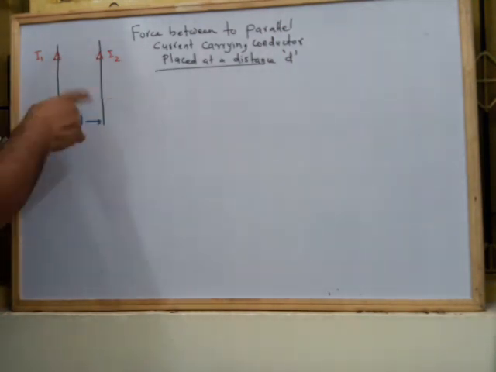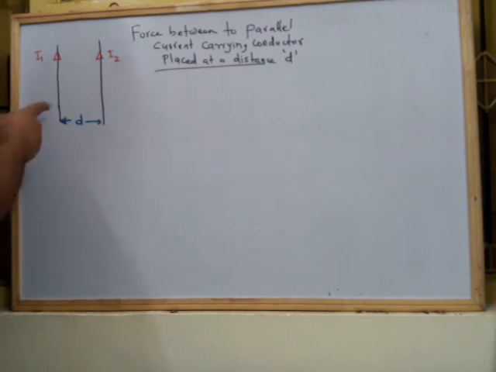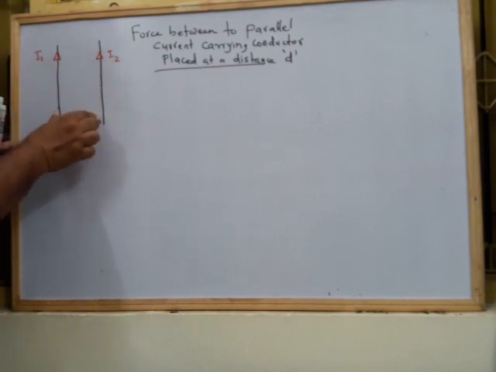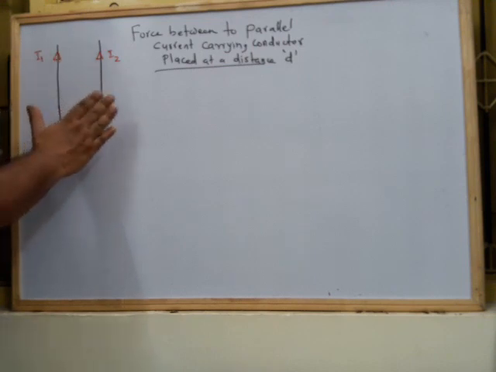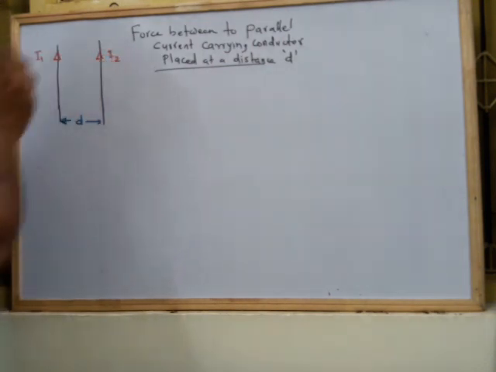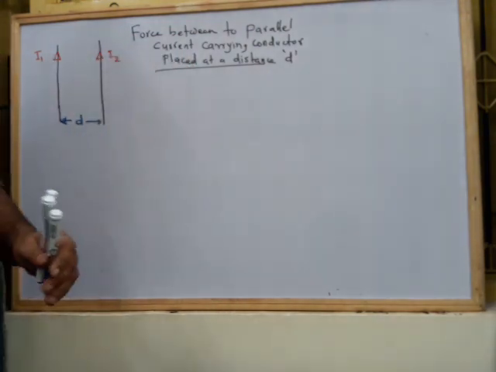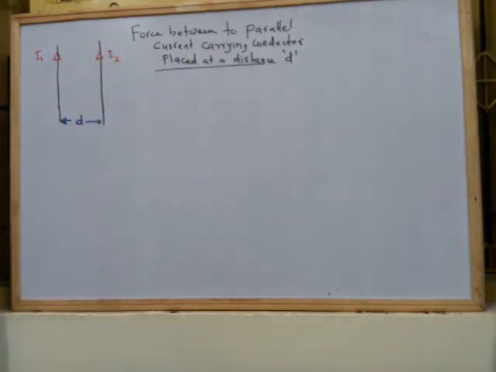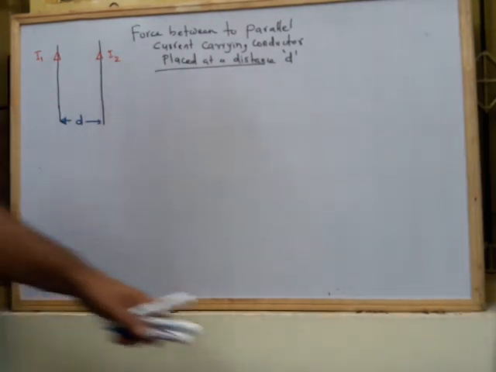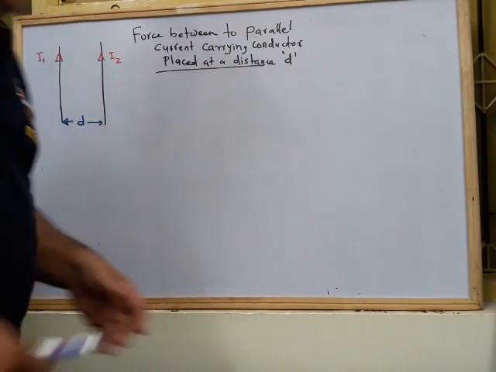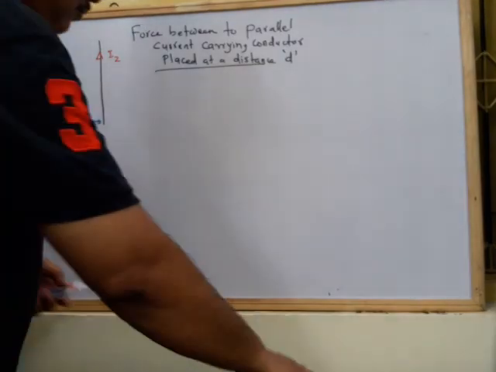What happens, you see, whenever the current flows in this conductor and the current flows in this conductor, these two wires are parallel to each other, so they will experience a force. Either these two wires will be attracted or these two wires will be repelled. So we have to find out the repulsive force or the attractive force in between the two wires carrying current. So how to find it out?